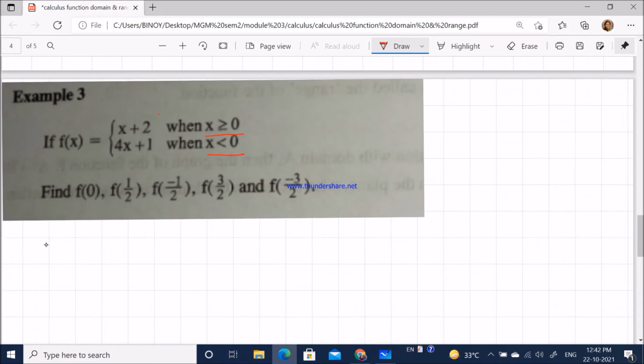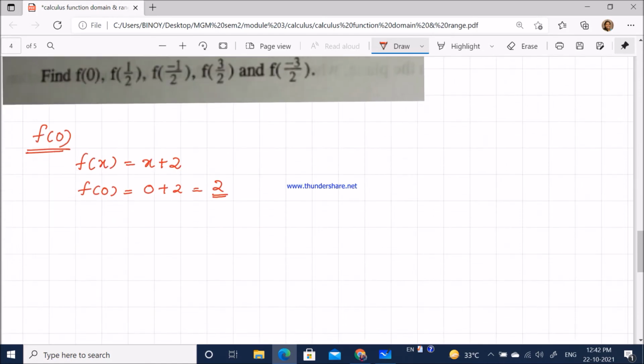So we need to find what is f of 0. F of 0 comes under the first equation, that is x plus 2. So substituting 0 over here, 0 plus 2 is equal to 2. Now f of half. Half is greater than or equal to 0, so f of x will be x plus 2. So f of half is equal to half plus 2, that is 5 by 2.